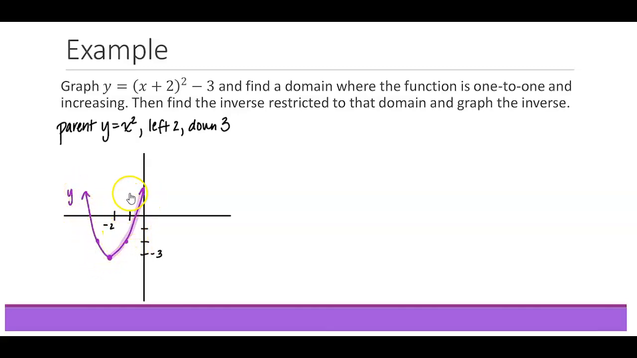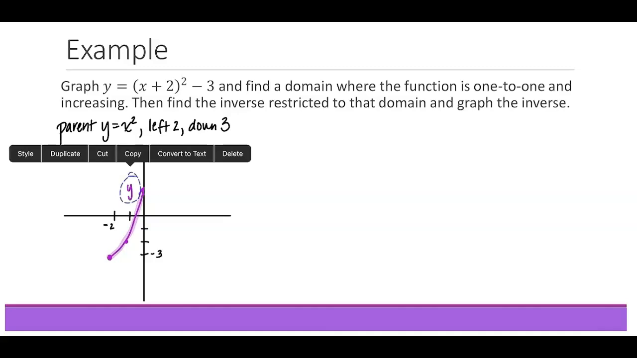Because I could choose either the right side or the left side as individual sides. Those would be 1-to-1. They would pass the horizontal line test. So that's why this problem is being a little more specific. Pick the part that's increasing. So I'm going to go ahead and erase the other side, because this right-hand side is going to be the part that I'm going to find an inverse for.